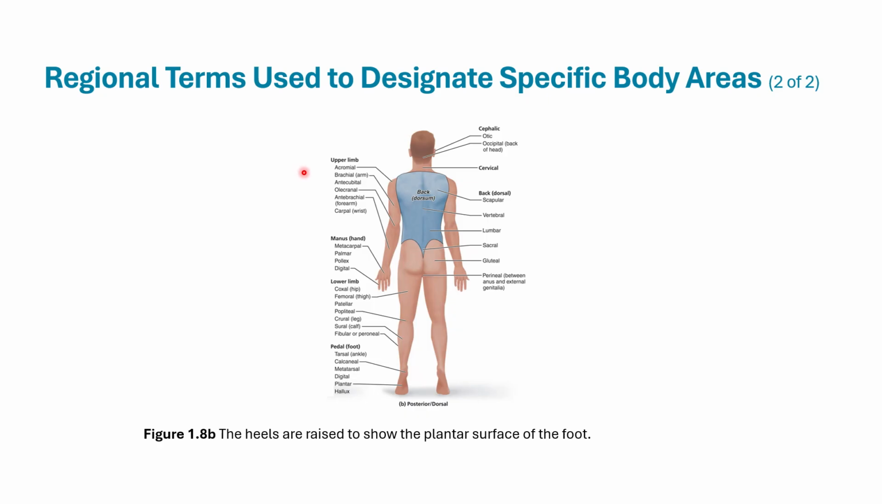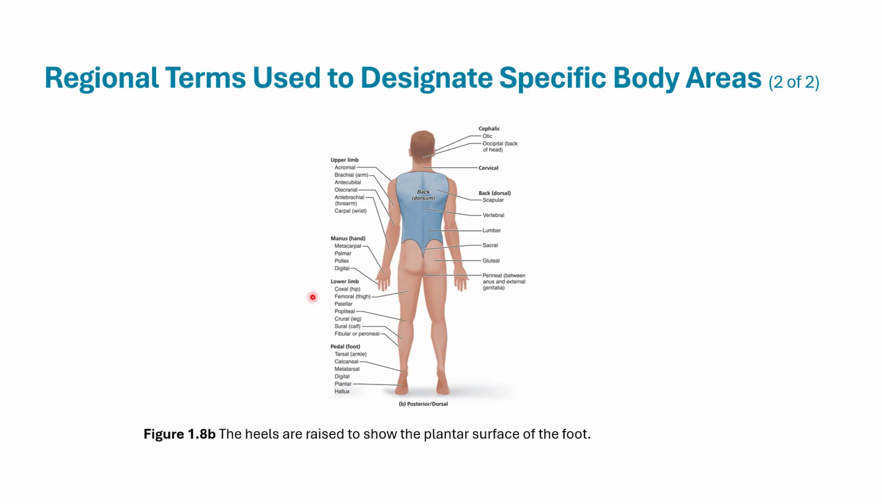Okay, the dorsal region refers to the back or the dorsum. Areas in the dorsum region include the scapular or the shoulder blades, the vertebral spine, the lower lumbar back, the sacral or the tailbone, the gluteal or the buttocks, and the perineal, between the anus and external genitalia.